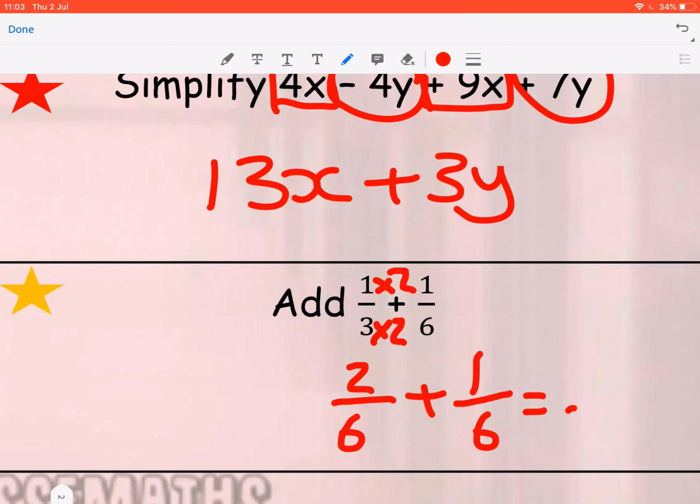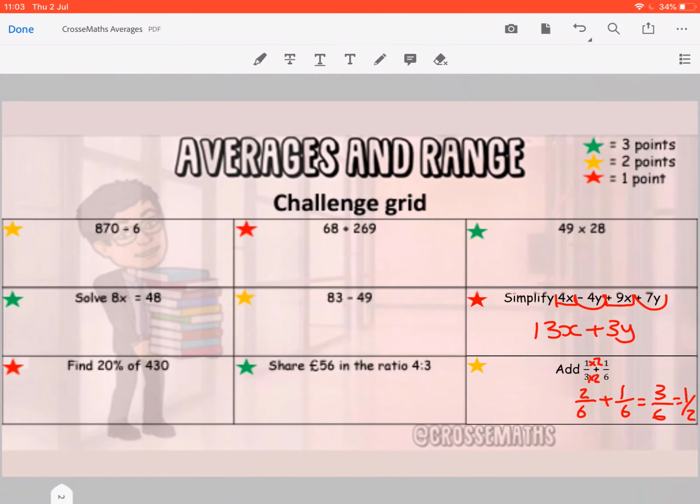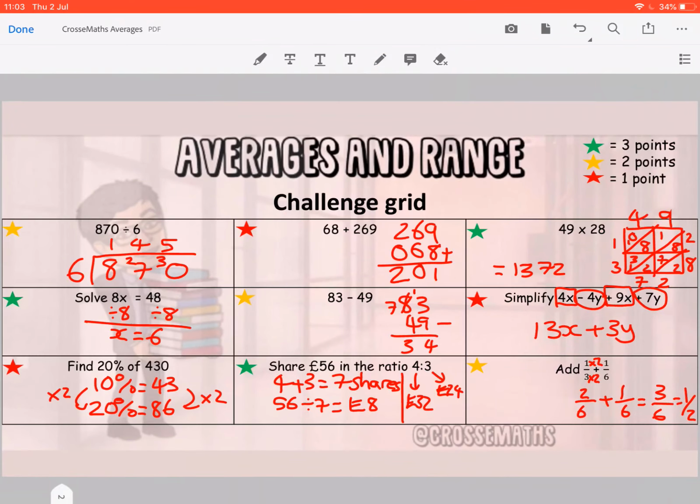That gives you 6 on the bottom in the answer, because there's 6 on the bottom in the question. 2 plus 1 is 3, which simplifies down to a half if you want to simplify it. So what you'll end up with is something that looks like this. If you've gotten those right, that's brill.